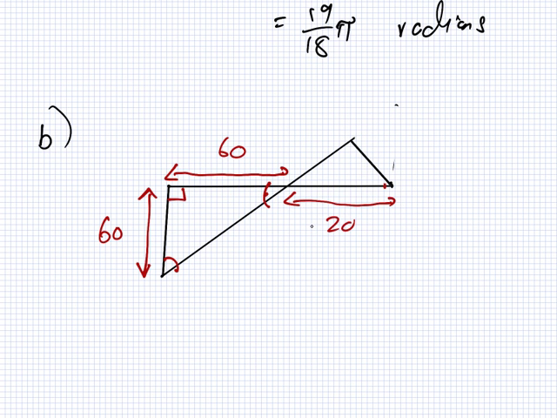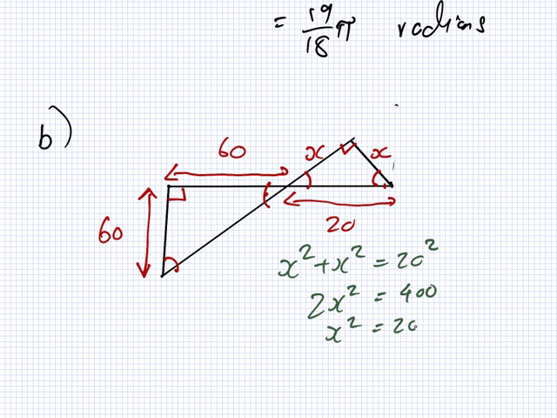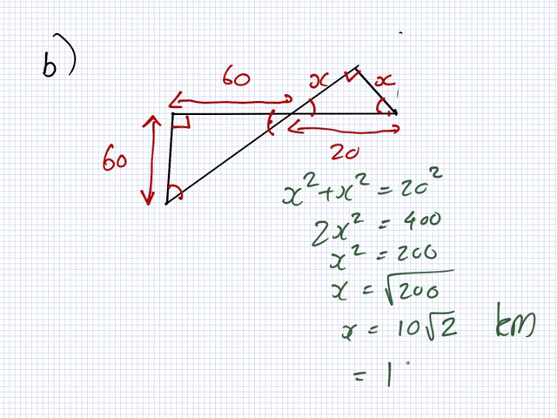Yes. Now, this is 90, this is 45, this is 45. So these two are the same, so we can use Pythagoras. X squared plus x squared equals 20 squared. 2x squared equals 400. X squared equals 200. X equals root 200. X equals 10 root 2 kilometers. Or if you want, that's 14.14 km.